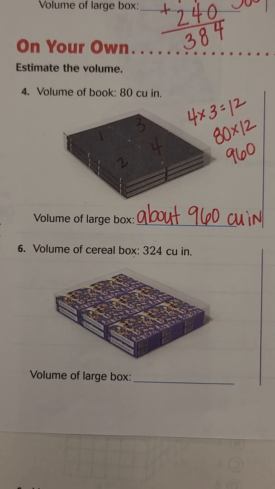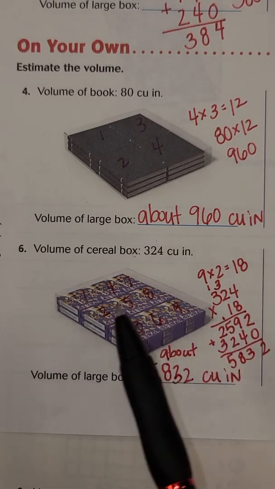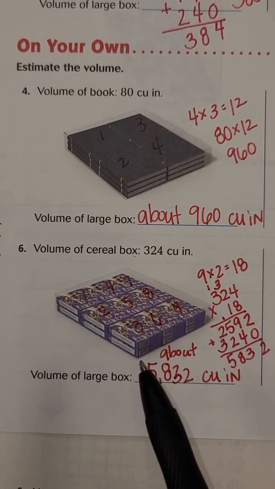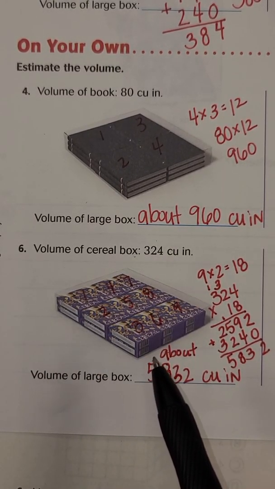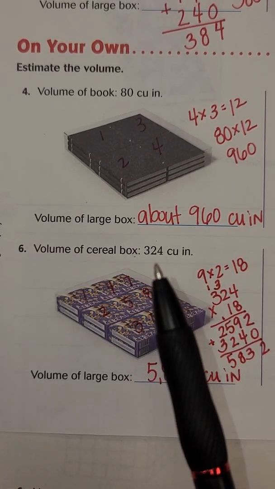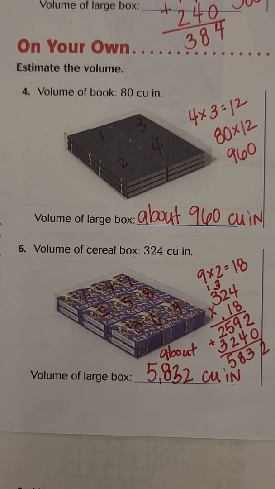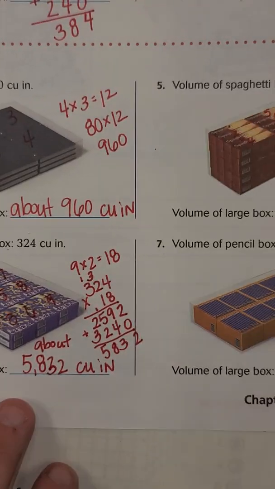All right, actually we'll do one more and then I'm going to let you do some completely on your own. So go ahead and pause the video and then check your work. All right, so hopefully you got about 5,832 cubic inches, and this was my work that I did for this. There were 9 in each layer, and then there was 2 layers, so I know altogether there was 18 boxes. So I multiplied 18 times 324, which gave me 5,832 cubic inches, about.